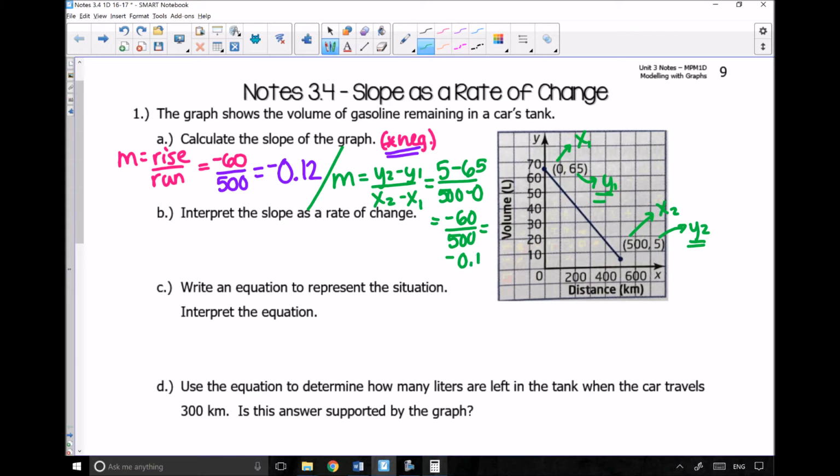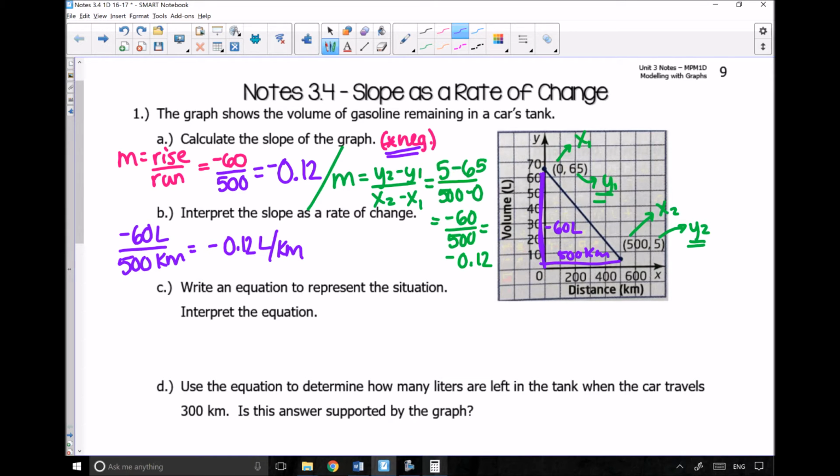I get negative 0.12. But it says interpret the slope as a rate of change. So we have to understand right here that I really got negative 60 liters because this went down right here. My rise was negative 60 liters, and then my run was 500 kilometers. So this is negative 60 liters over 500 kilometers. When I divide it, I get negative 0.12 liters per kilometer.